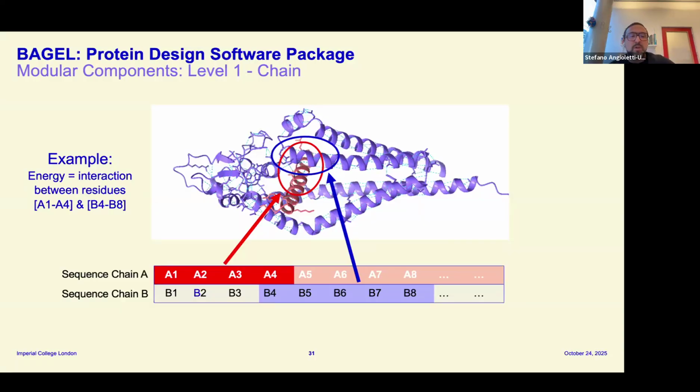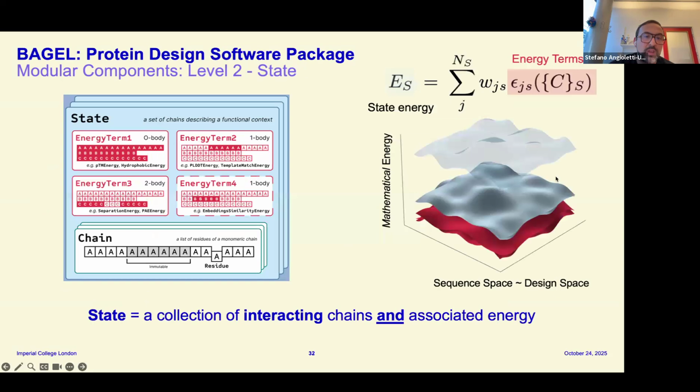And at each point, it will evaluate the energy of interaction between all the part here, between A1 and A4, and all the part here before B8, and it will try to increase the strength of this interaction. Or, in other words, it will try to decrease the binding energy of the interaction between these two parts. And eventually, you would get what we call the binder.